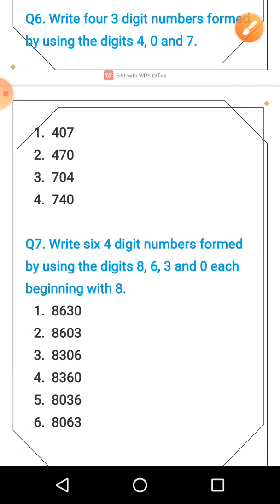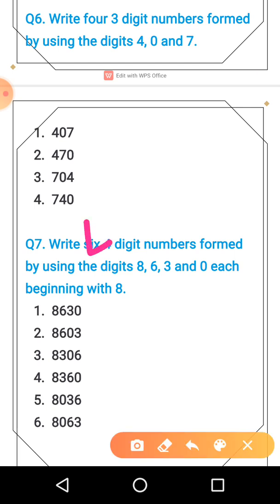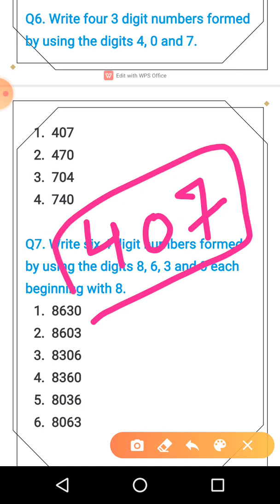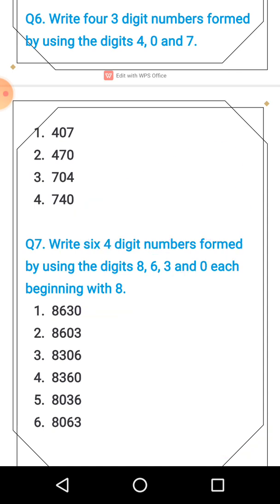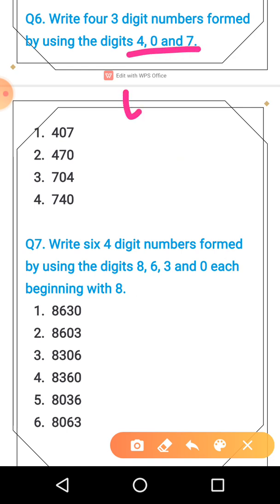Okay, so let's talk about question number 3. Write 4 three-digit numbers formed by using the digits 4, 0, 7. Now the question is, you have 3 digits 4, 0 and 7, and you have to create 4 different numbers by using these 3 digits. So very first, like we talked earlier, you write the number as it is in the beginning. So the digits are 4, 0, 7, so the number is 407.